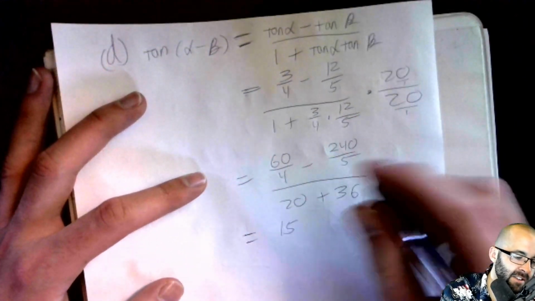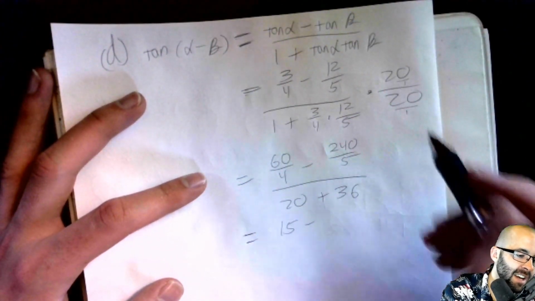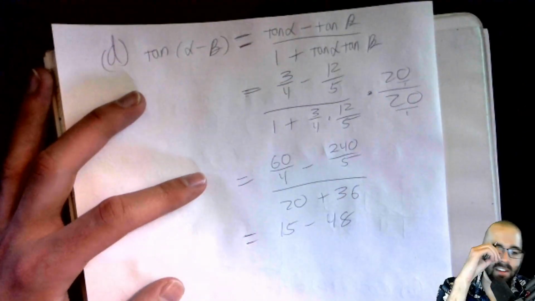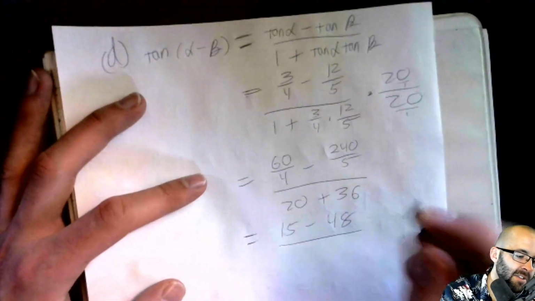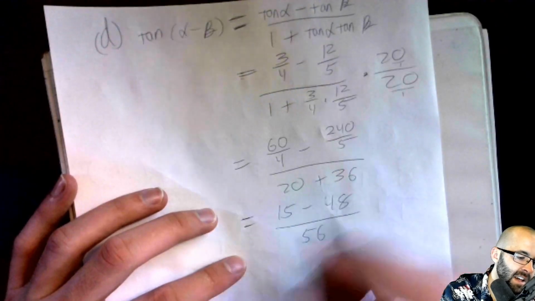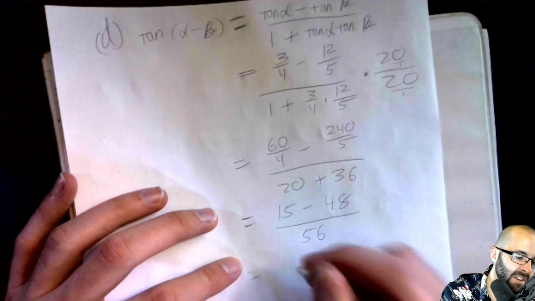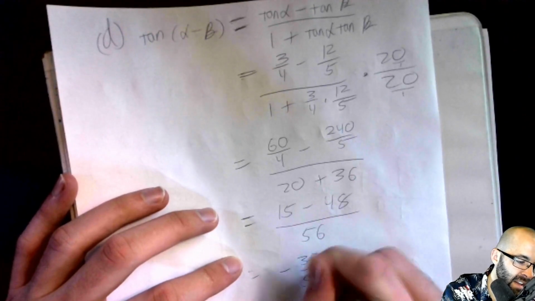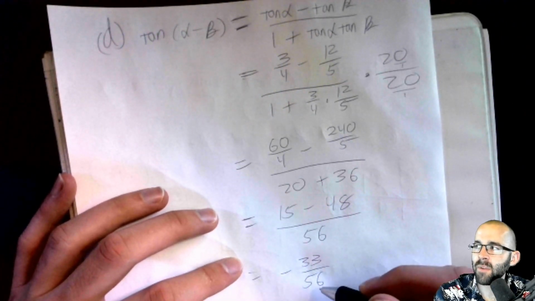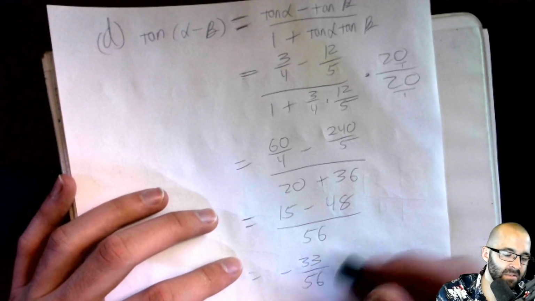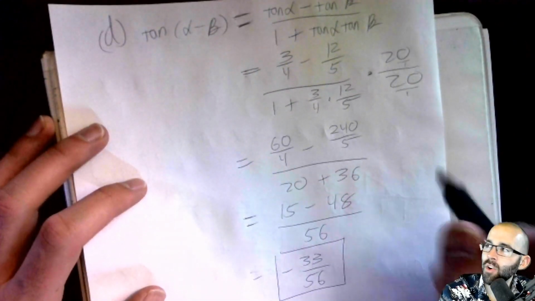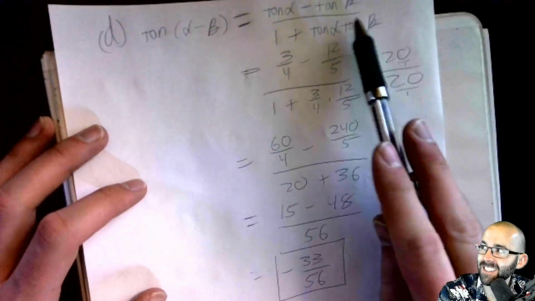You can always have a calculator as well. 240 divided by 5. I really should have just done it the other way. It should be 48. And your denominator is just 56. Oh, this is not bad. So what's 15 minus 48 is negative 33. Can this reduce? The numerator is only 11 and 3. The denominator is like 8 and 7. No, all right, it's not going to share anything. Great. So that's what happens if you have to use the tangent formula.